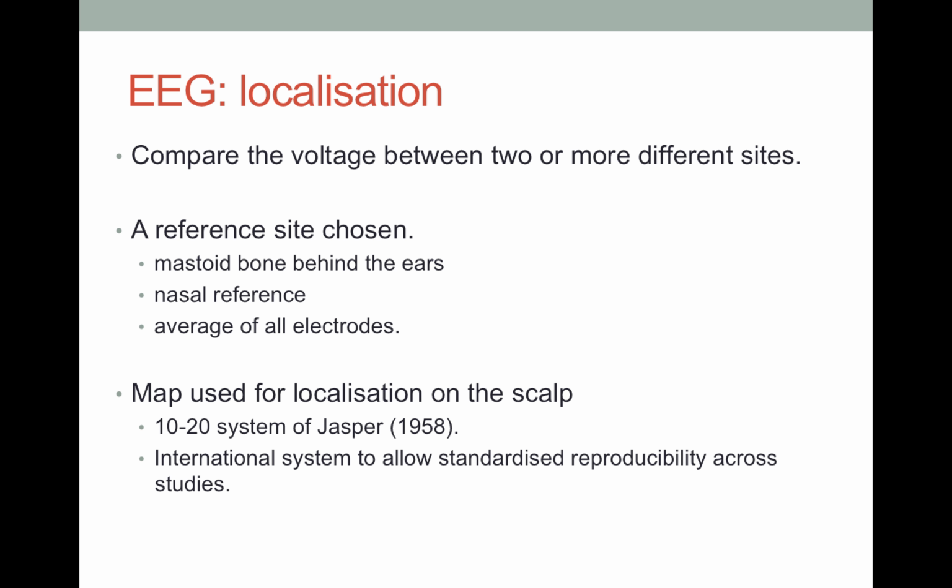The electrodes themselves are arranged at various locations on the scalp, and often described with reference to the so-called 10-20 system of Jasper 1958. The 1958 10-20 system is an international system that was designed to allow standardized reproducibility across studies, basically to be able to identify that the point being examined is the same across all subjects.